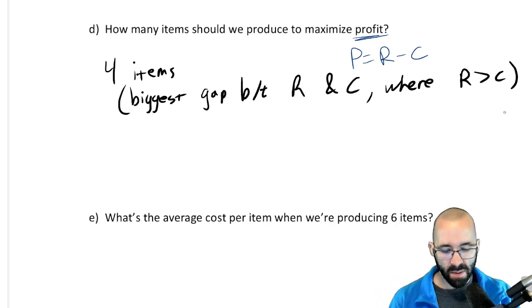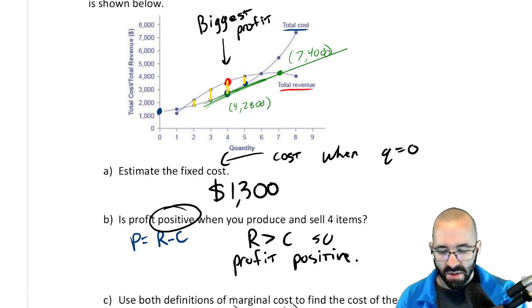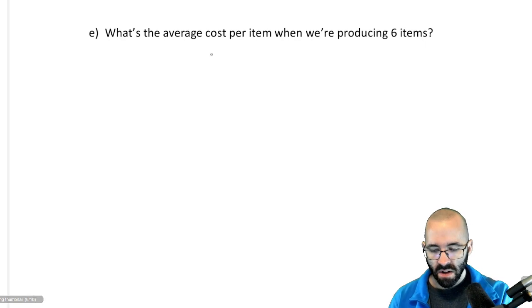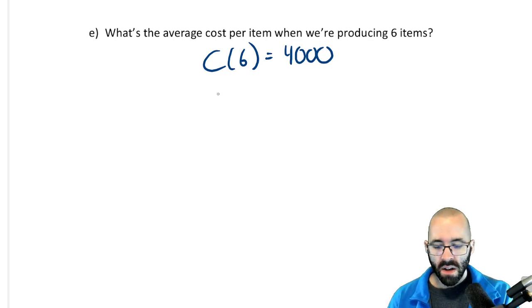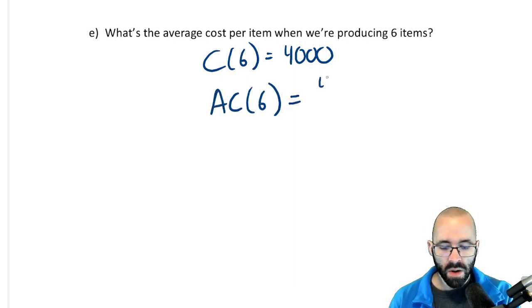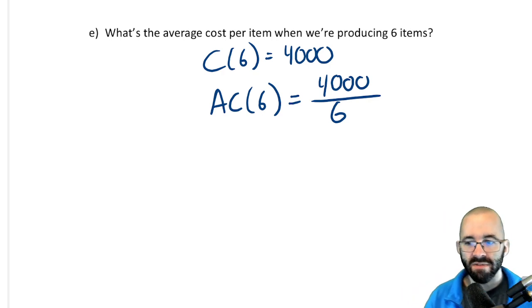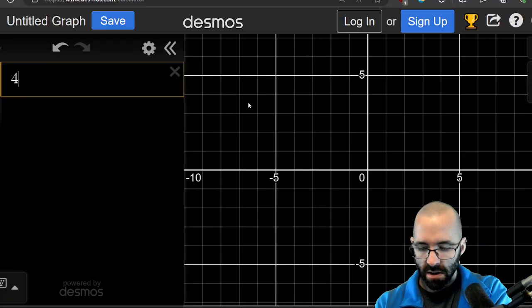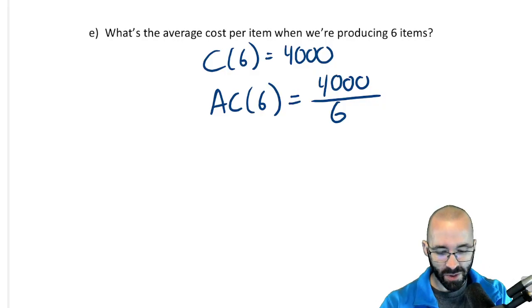Finally, what's the average cost per item if we're producing 6 items? Well, if we're producing 6 items, what's our cost here? Looks like it's about 4,000. The cost of 6 items is about $4,000. So the average cost of 6 items is going to be the cost divided by how many there are, which is like 800 and something repeating. 4,000 over 6. Oh, not quite, Jason. 666 repeating. Ooh, spooky.